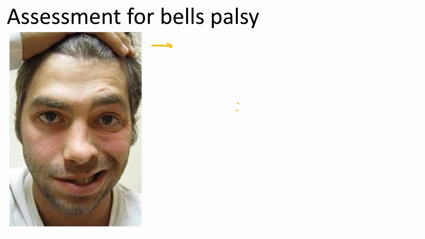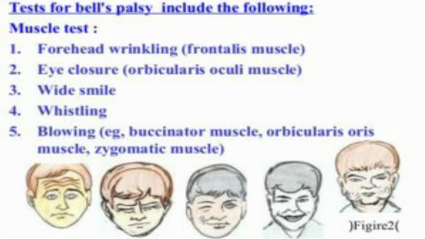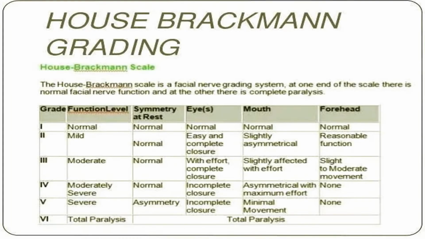For the observation, see the drooping of corner of mouth, eyelids that don't close. In the examination portion, you must examine the sensory and motor supply of the nerve. For the motor examination, check the function of facial muscle by asking to perform these expressions. For the sensory examination, check taste of the anterior two-thirds of tongue. Another assessment component are scales.